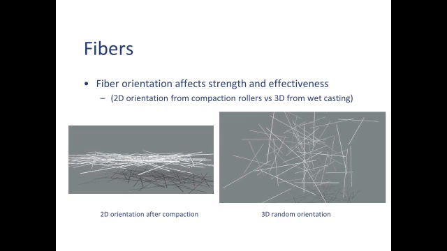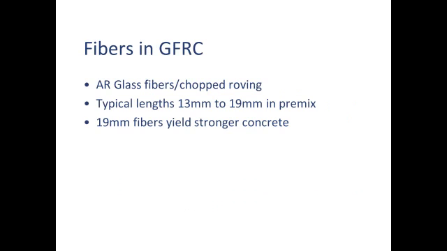That's why compaction is so critically important in GFRC, and that's why I am a strong advocate against making lazy SCC GFRC where you just mix it and pour it and walk away, because you're only getting 3D orientation. Yes, you have the fibers in there, but only a fraction of what you expect are actually doing any work. So you're shortchanging yourself. You're making relatively weak but very expensive concrete, and that's not what we want to do. Make it right and you'll get strong concrete.